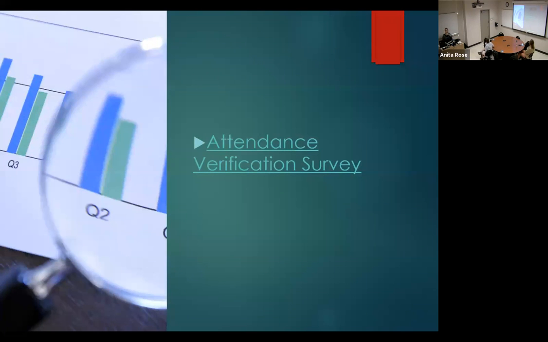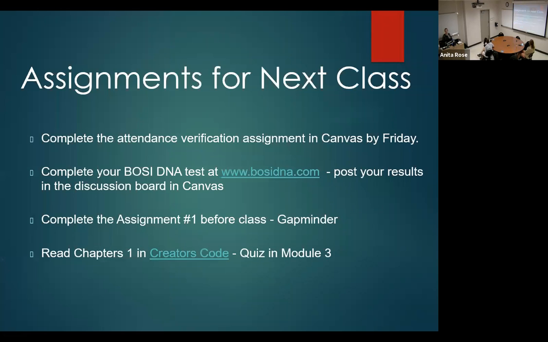Please complete the attendance verification survey that I mentioned, if you have financial aid. If you don't have financial aid, it doesn't really matter, but it will take only 2 minutes to complete. So the assignments for next class: attendance verification, the BOSI DNA assignment, where you want to record your information in the discussion board. You want to complete assignment 1, the game minder. It's fun. I think you will really enjoy it.